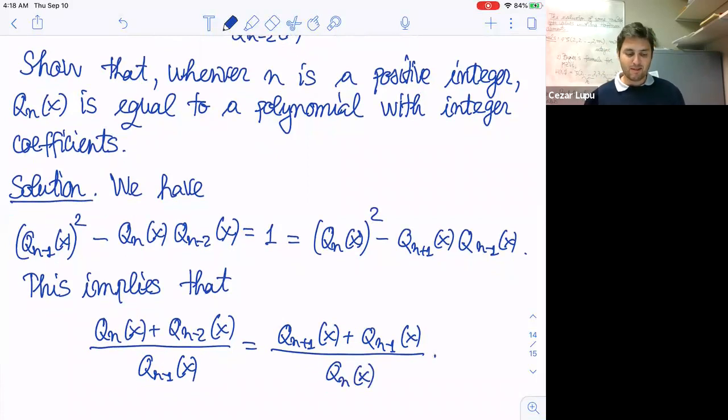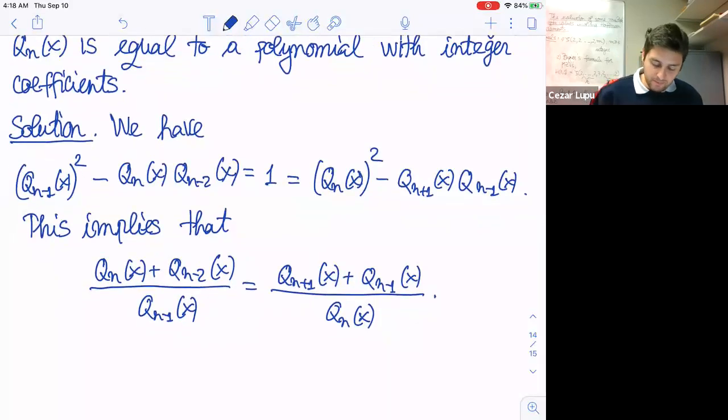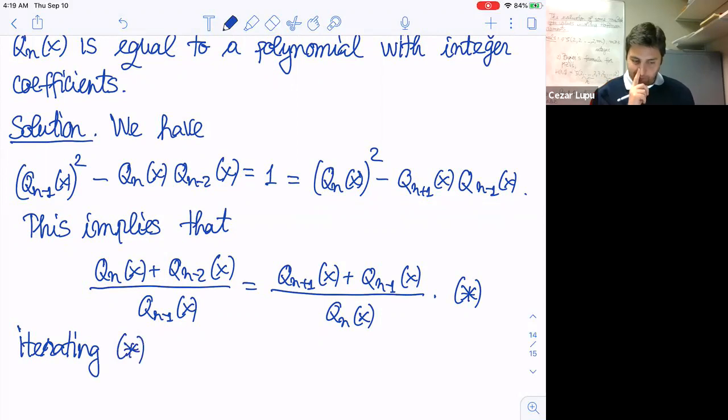This is the same thing. We just rewrite this. And now what we're going to do is iterate this. Once we observe this, as you can see there, you have n minus 2, n minus 1. You have n plus 1, n minus 1, n. So we iterate this equality. Let's call this star. So iterating star, we're going to keep iterating for n equals 1, 2, and we keep going. We obtain, and now let's see, what do we obtain?